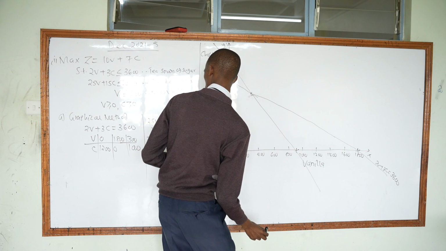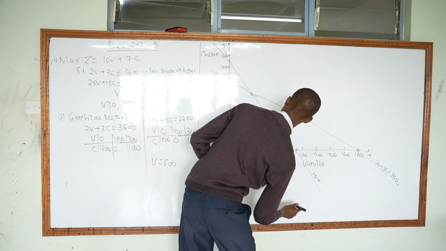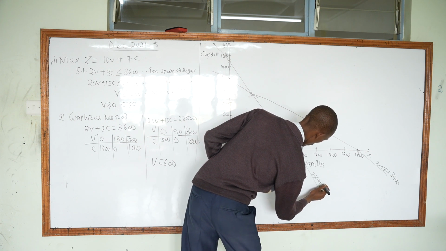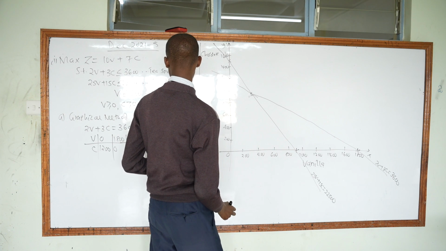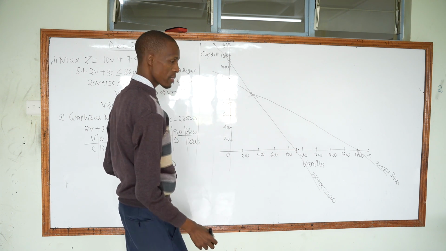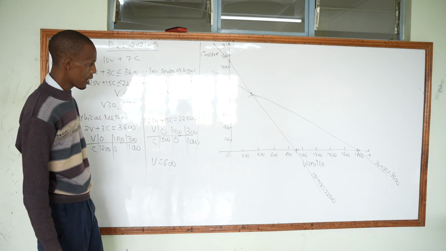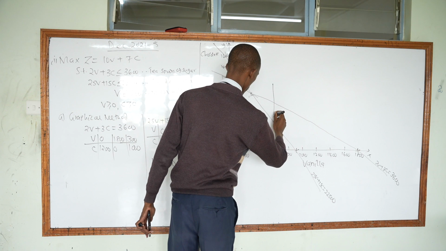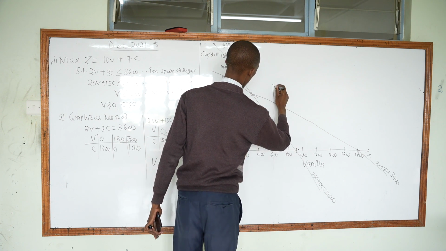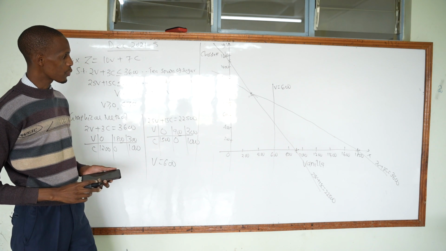So this one will be 25b plus 15c is 2500. Then last time we have b is 600. Remember there was another one which is b is 600. And because this is vanilla, this one we just have a straight line, V equals 600. Now the question is, which side are we going to shade?